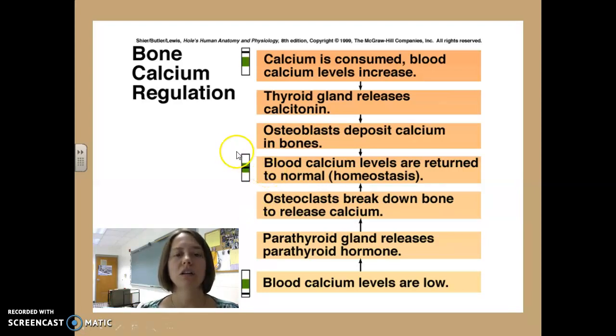So a good note to make is if you are not getting enough calcium in your diet, your body needs it in the blood to go to different systems, so it will steal it from your bones, which will cause problems later on down the road. So do make sure you're getting enough calcium in your diet. You know, dairy products and also green leafy vegetables are great sources of calcium.